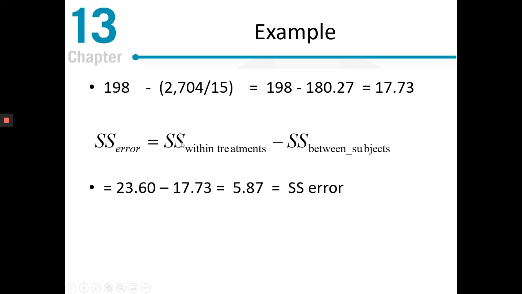We're going to subtract that from the old sum of squares within, which is the same as the one-way ANOVA. So that old within minus the new sum of squares between subjects, we get the new sum of squares error.